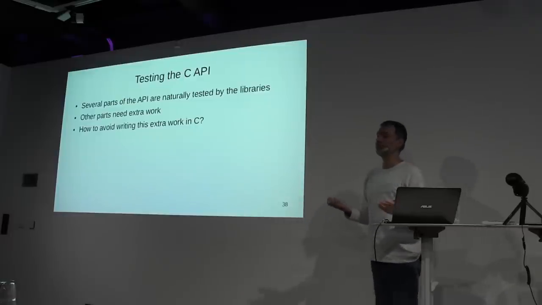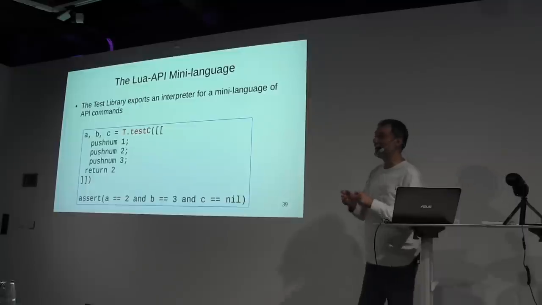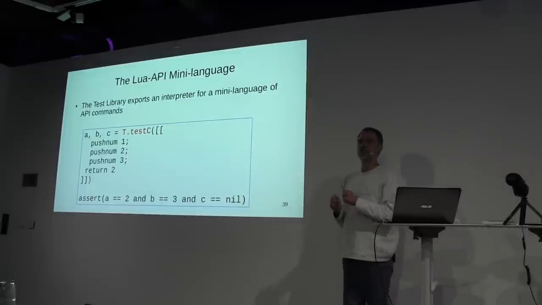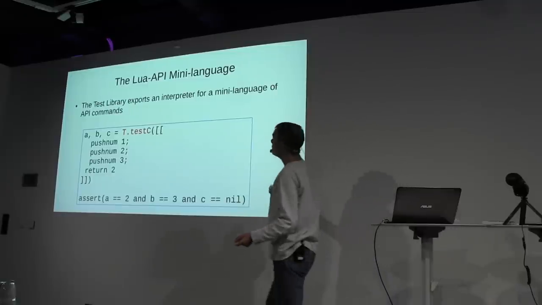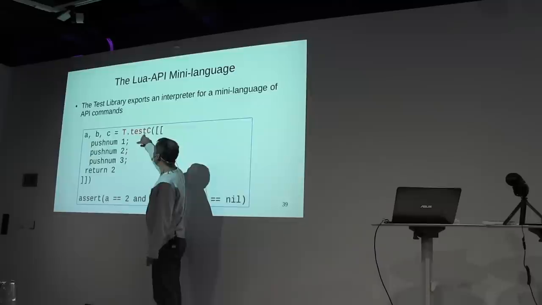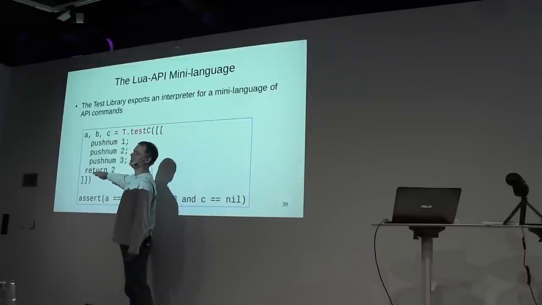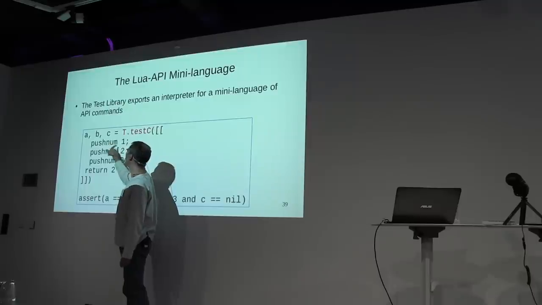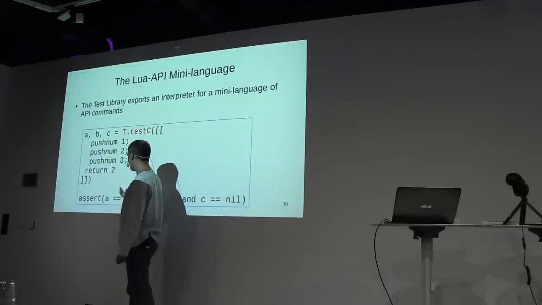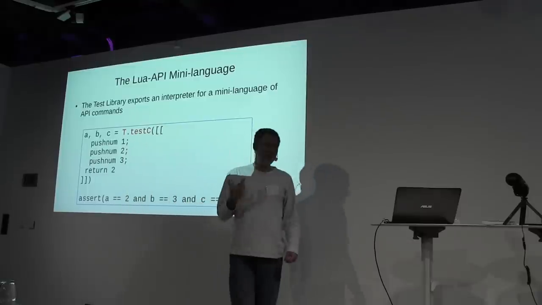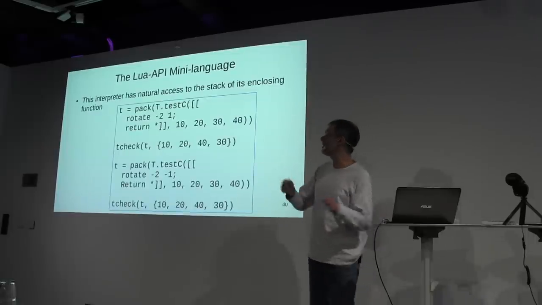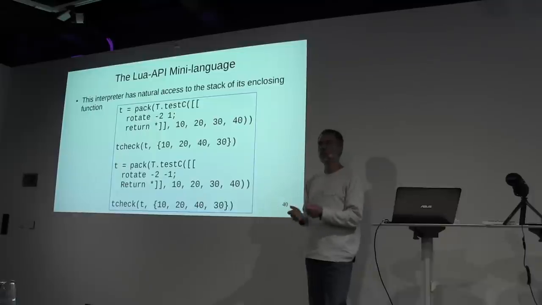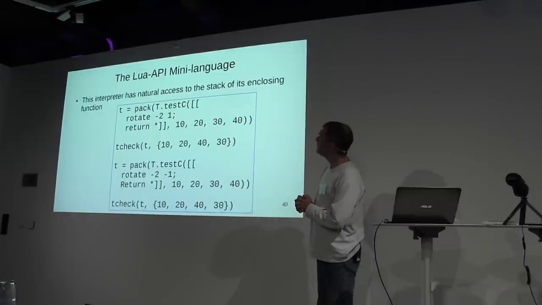And so how we do that test: we created a kind of micro language to run the C API. Here we have this function testc, and it receives a program in that micro language, that simple language, that is just commands to the C API. So we call this function, and then, for instance, push number, return true, and then we check that the results are correct. Using this micro language, we can do all kinds of tests. We can rotate the stack, we can put things, remove things, and do all kinds of computations in the C API in Lua.